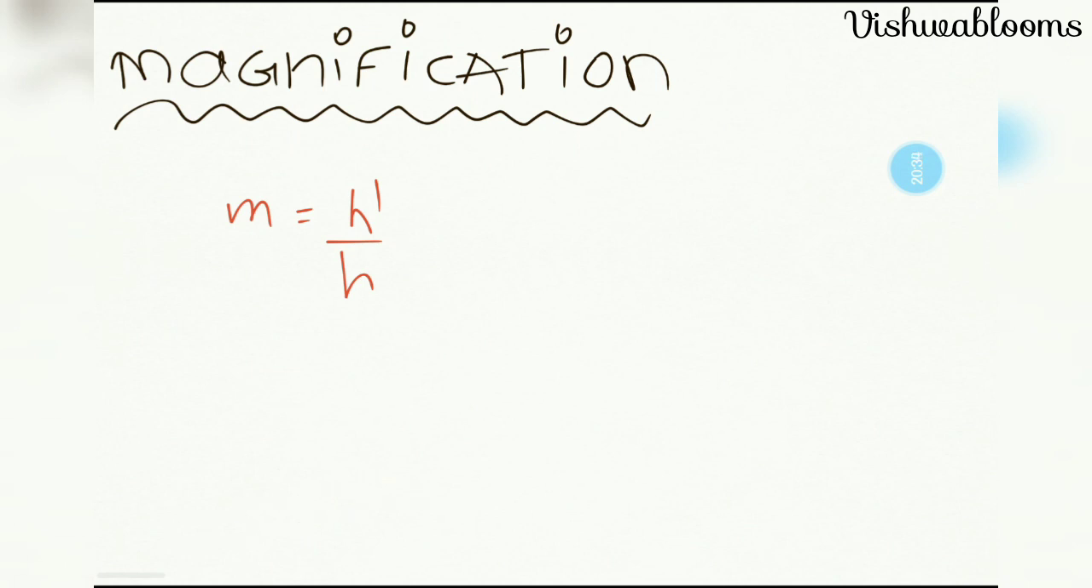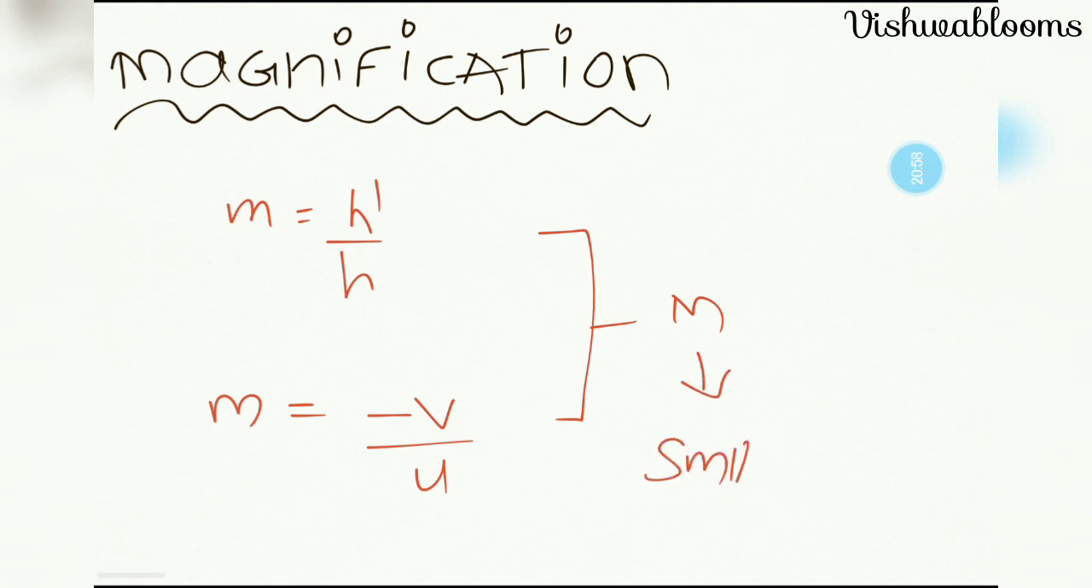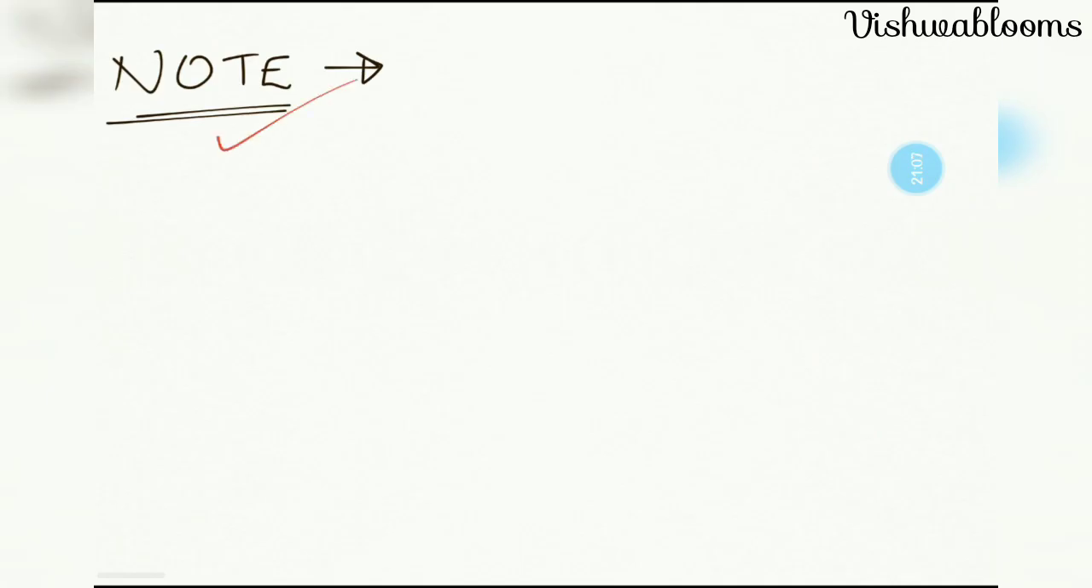That is the first formula. And you have one more formula that includes u and v. By using that also you can find the magnification. That is minus v by u. This is one more formula. That is clear. These are the two formulae for finding the magnification of spherical mirrors. Okay, clear? Fine. Next we have a few note points. We will see that and just end the video.